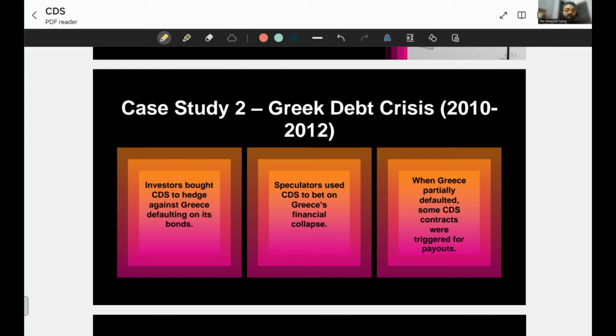And guess what? In 2012, Greece partially defaulted, and that triggered the CDS payout. And when it triggered the CDS payout, it shook the global market, because they defaulted at that time, and the CDS sellers weren't able to pay in full to all the CDS buyers. So that's the way. Sometimes, if we don't use CDS in a proper, mindful way, then it can trigger a major systemic risk in the financial market.